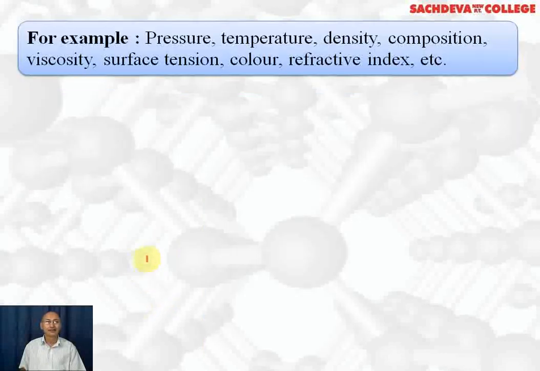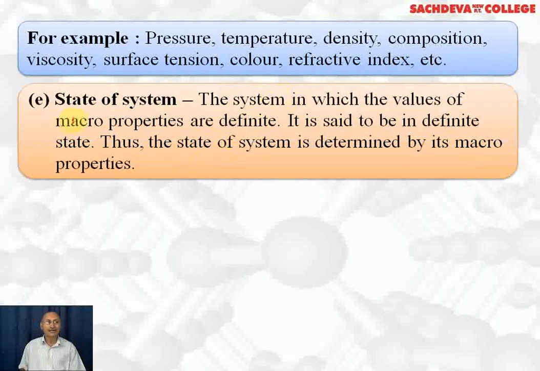For example, pressure, temperature, density, composition, viscosity, surface tension, color, refractive index, etc. are called macroscopic properties. Next, we are taking the state of system. Now, the state of system is very important. For thermodynamic changes, to measure the energy changes, we have to define the state of system.